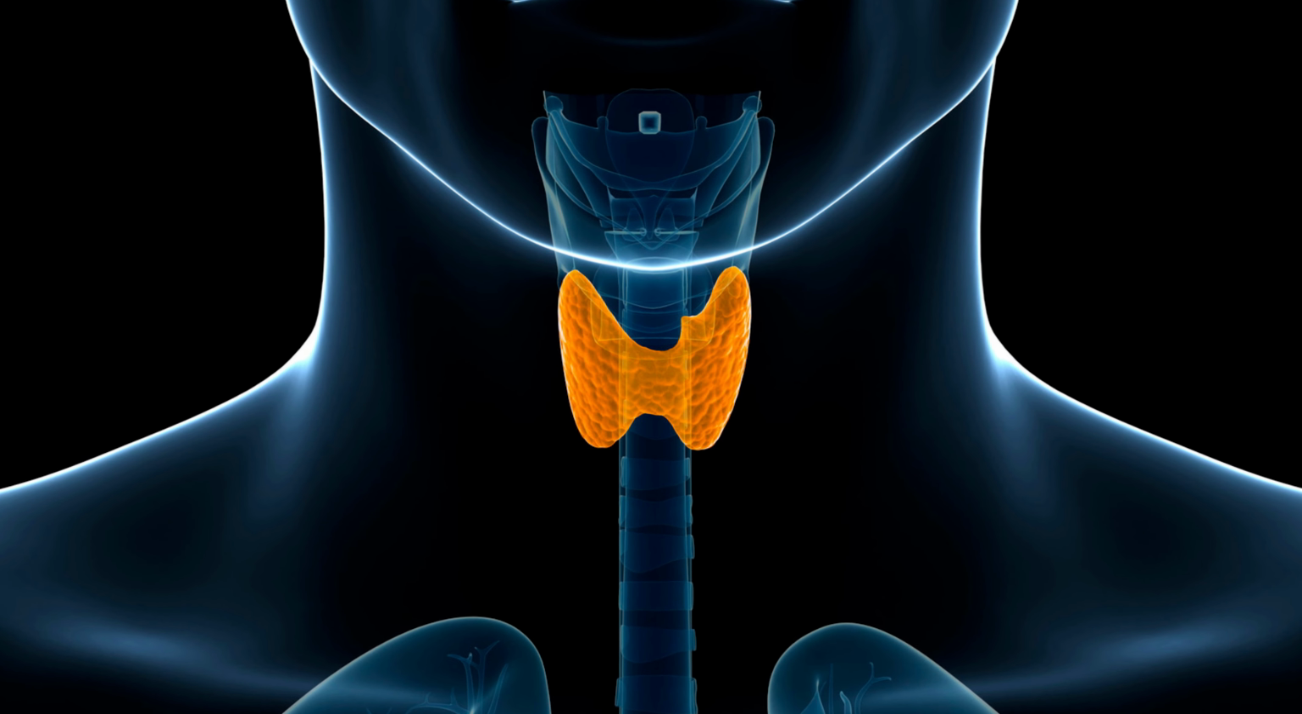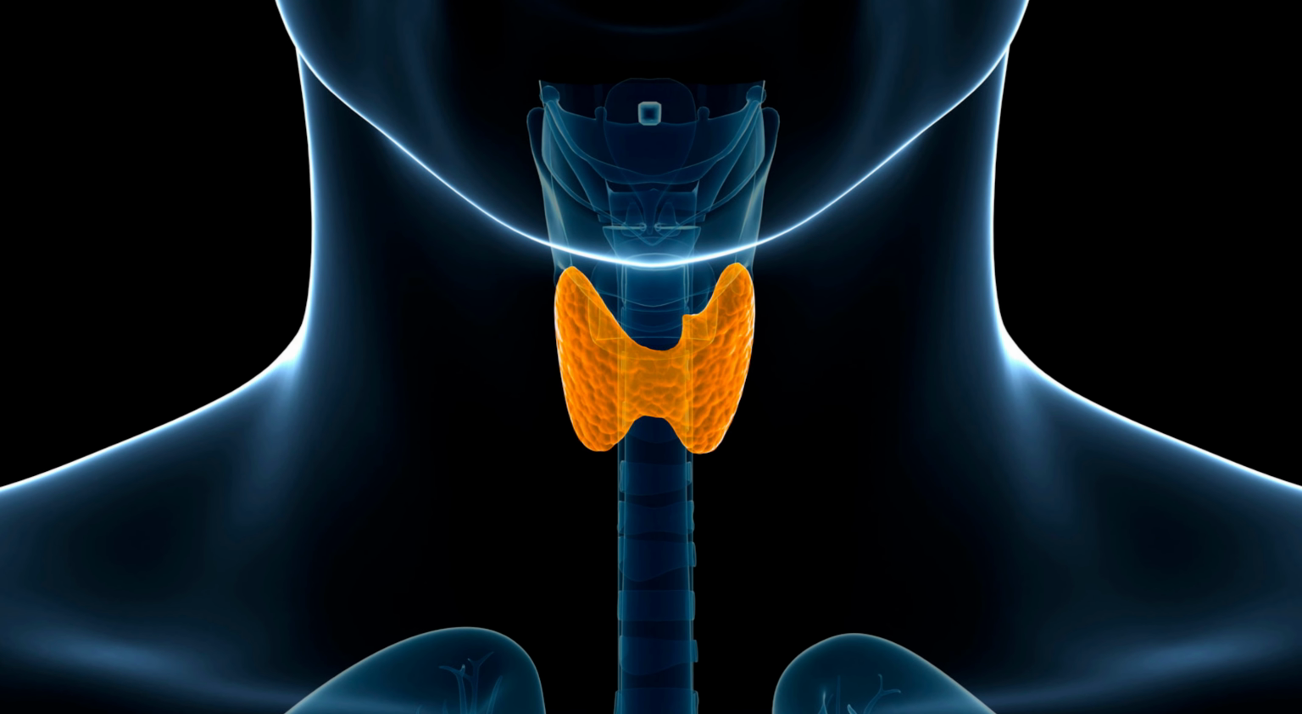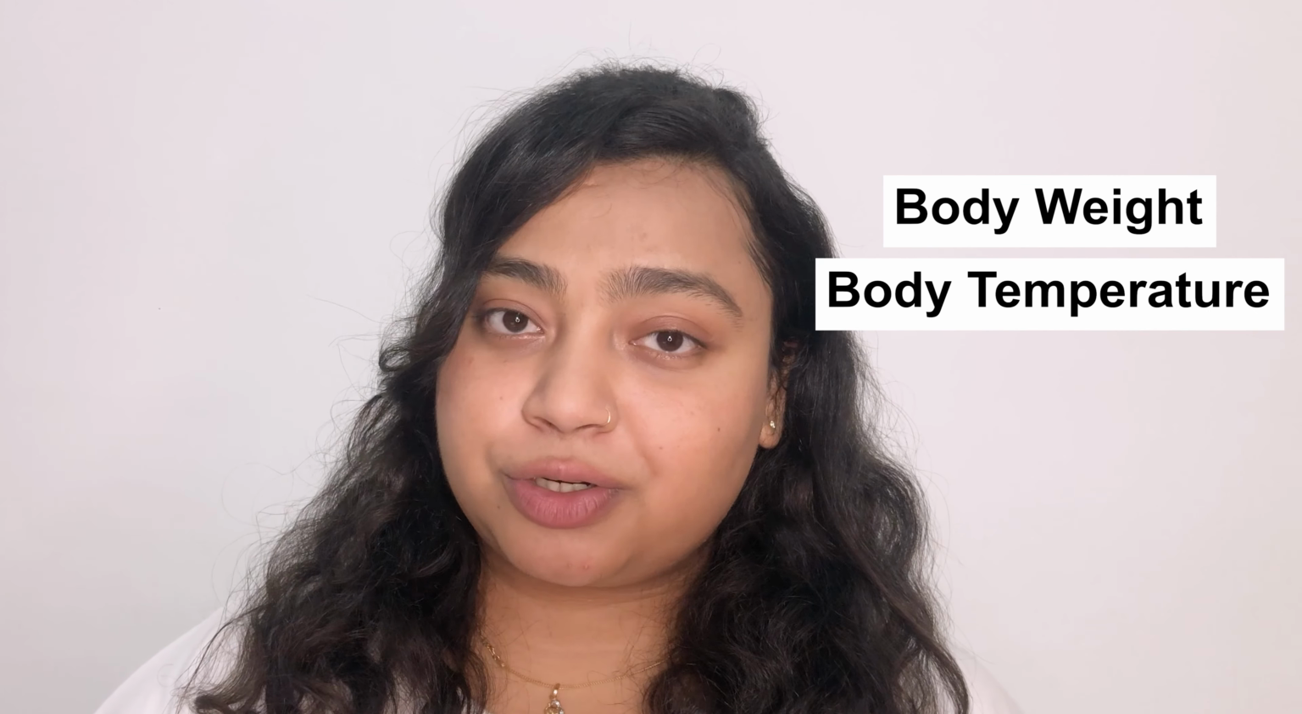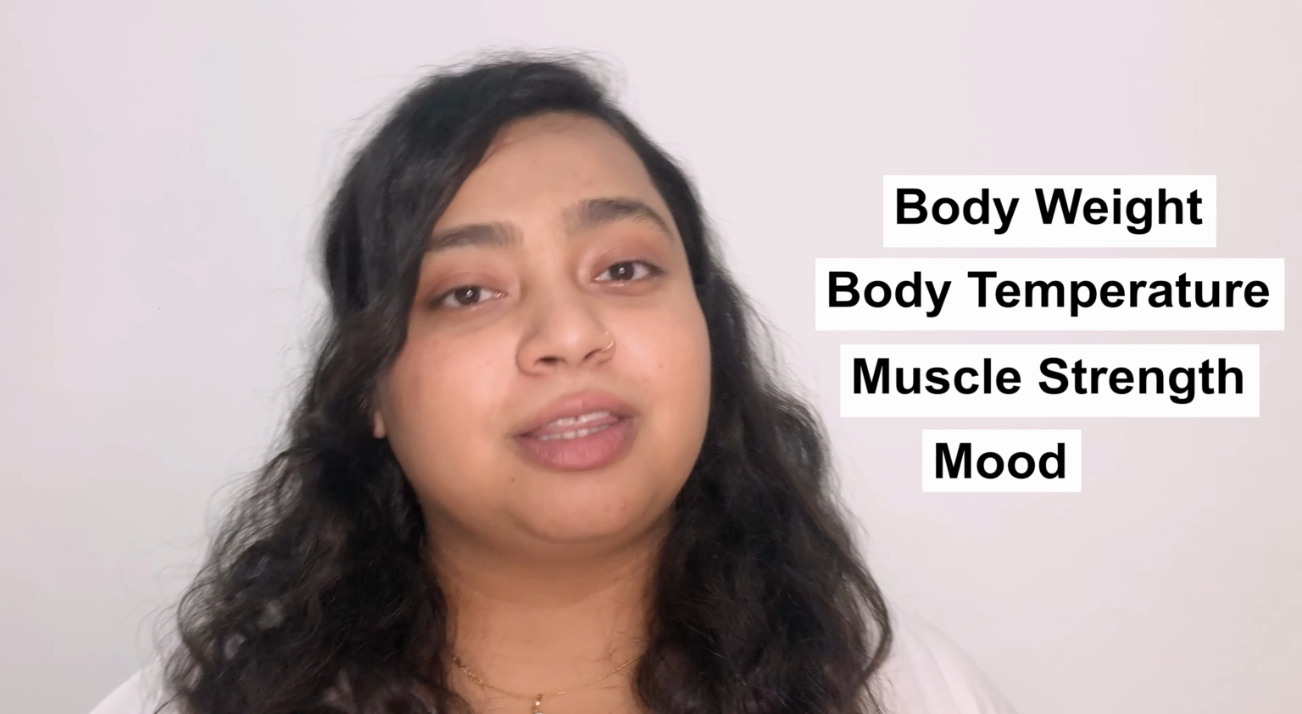Now, let's talk about thyroid. A thyroid is a small butterfly-shaped gland present near your throat. You may also use your two fingers to palpate your thyroid glands. Your thyroid hormone regulates the way the body uses its energy. It also plays a very important role in regulating body weight, body temperature, muscle strength, and the mood.